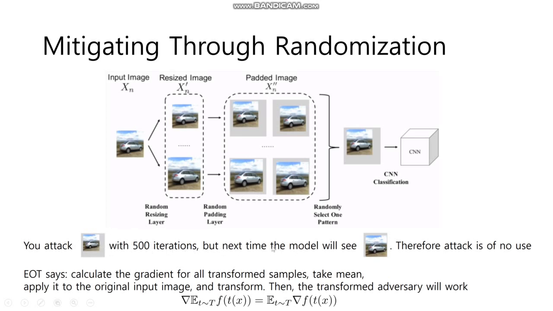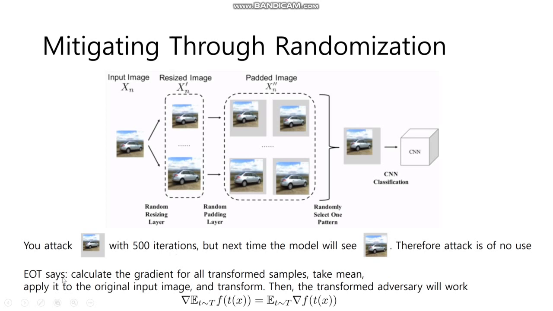But next time, the model will see another image. There's very low probability that the same exact input image will be fed into the neural network. But we cannot cover all these. We cannot attack every single image with an iterative method. Therefore, the attack is of no use.